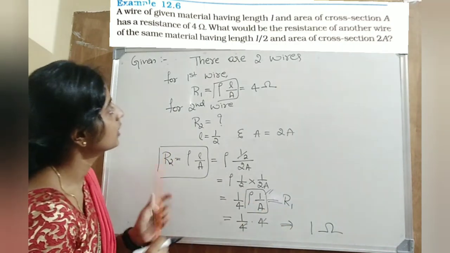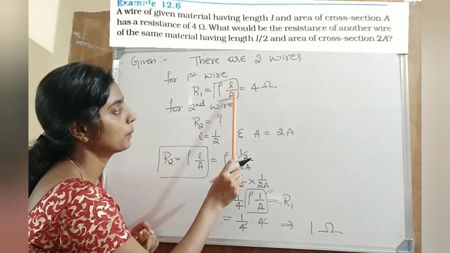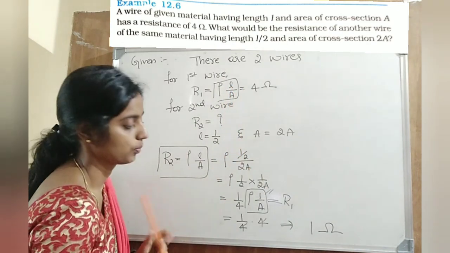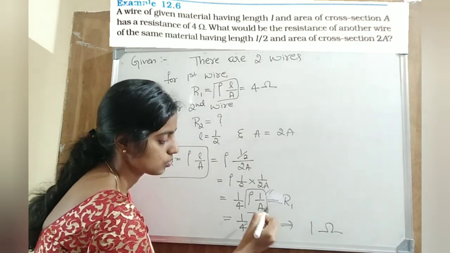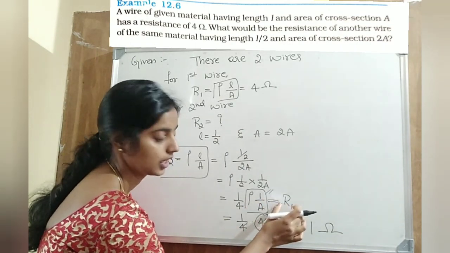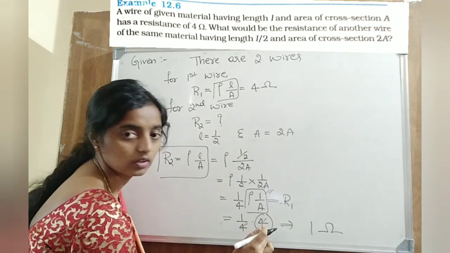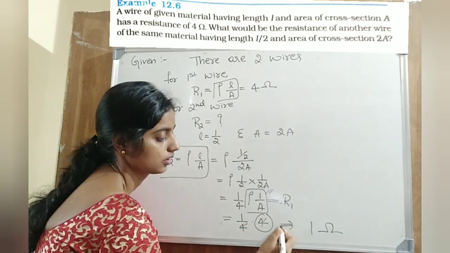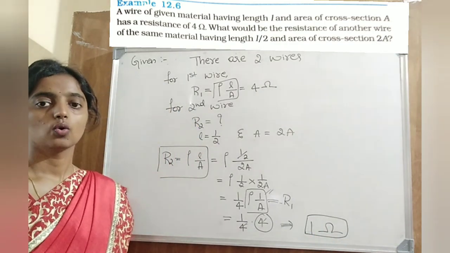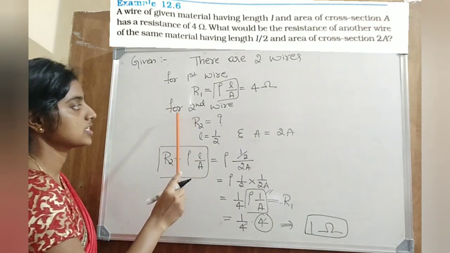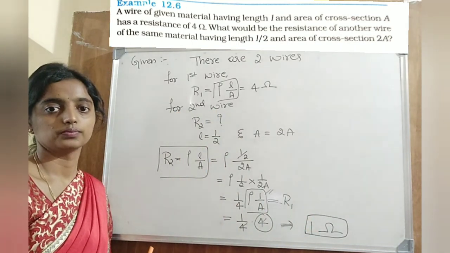See, go back here for the first wire. R1 is what? Rho into L by A is equal to 4 ohm. Now we can write this term as 4, right? So substitute this as R1 and hence write the number. Then 1 by 4 and 4 will get calculated. They will cancel and the answer is 1 ohm. Therefore, the resistance of the second wire is 1 ohm.